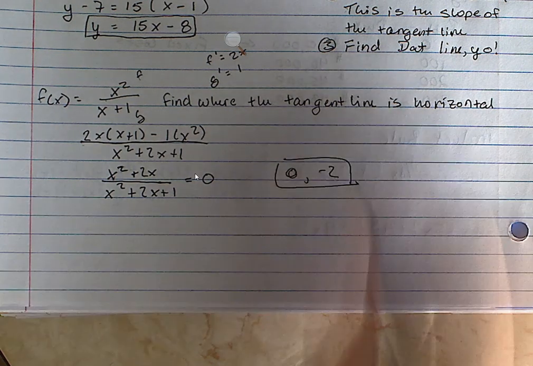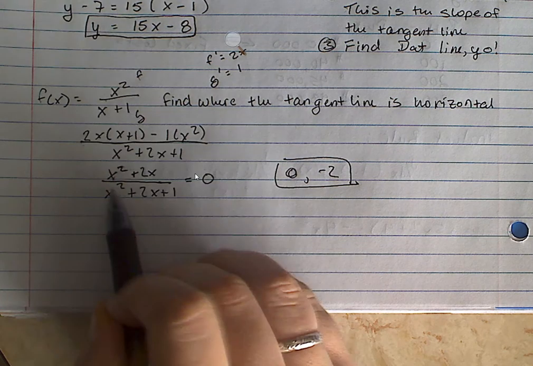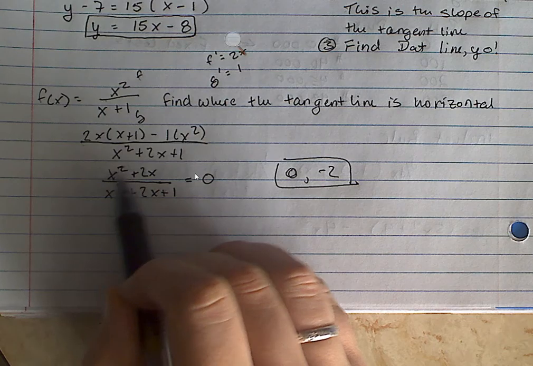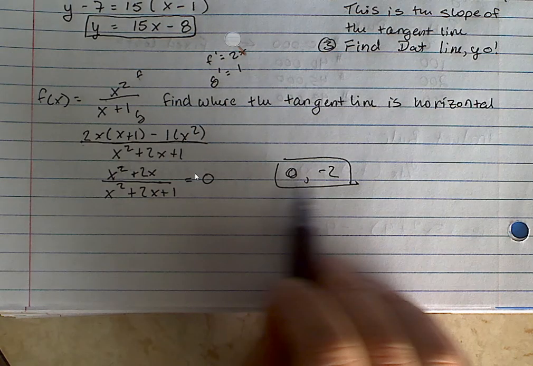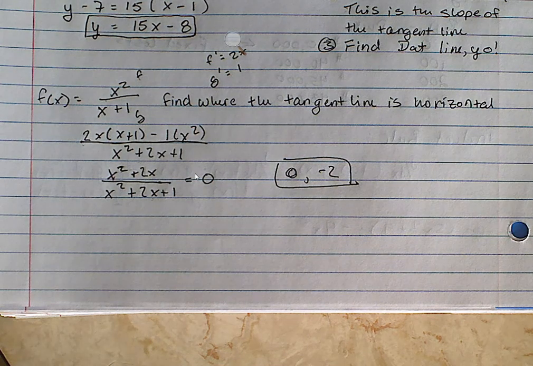Two points? Yeah. How do you know how many answers? When there's a square involved, you could have as many as 2. It has to do with the power of the variable. Is that your answer? Yeah, these are the two places where your tangent line is horizontal, 0 and negative 2. Kind of, sorta. Yeah. All right, so I'm going to pass out your assignment. We'll go through part of it together.